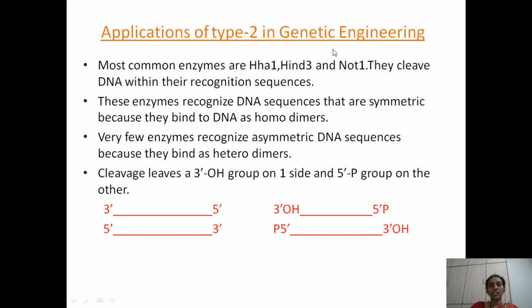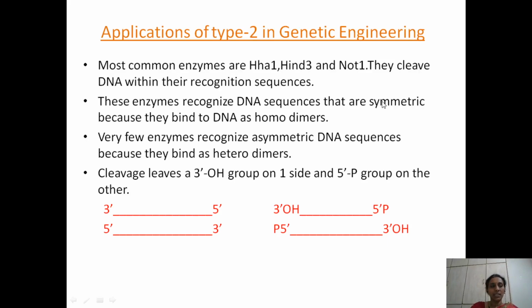So what are the applications of type 2 in genetic engineering? Among the 4 types, type 2 are the most suitable enzymes. Examples of type 2 enzymes are HhaI, HindIII, NotI, etc. They cleave within their recognition sequences. These recognize mostly symmetric DNA sequences.